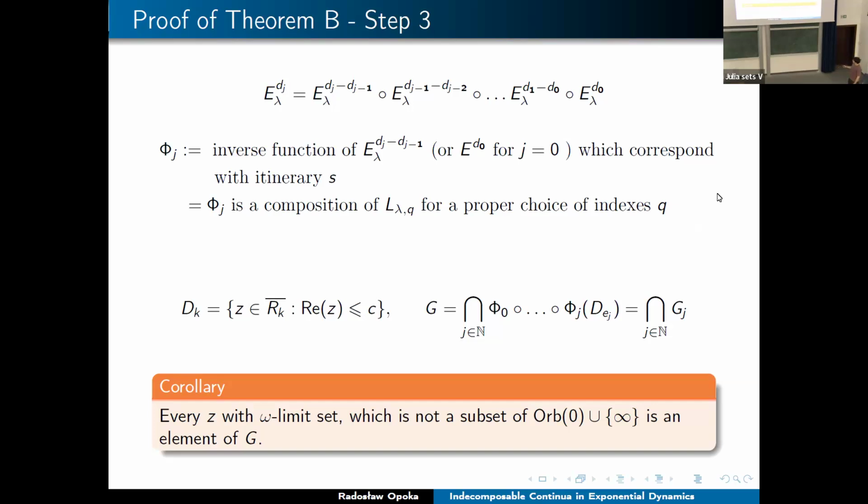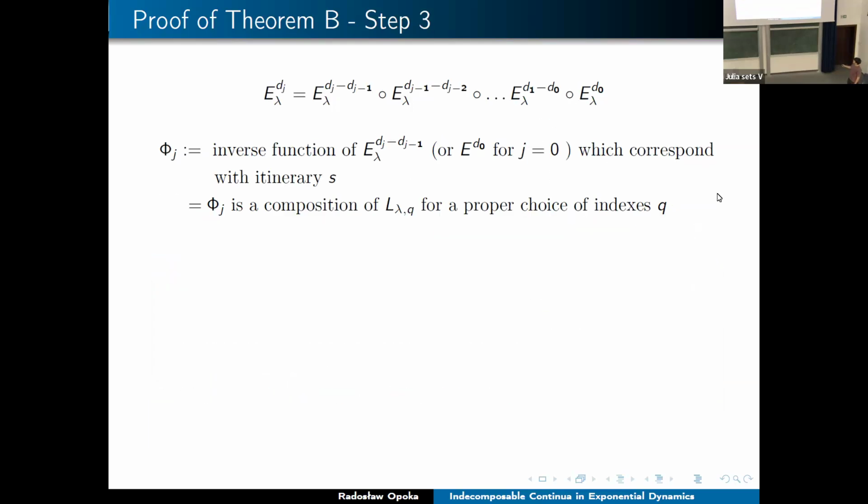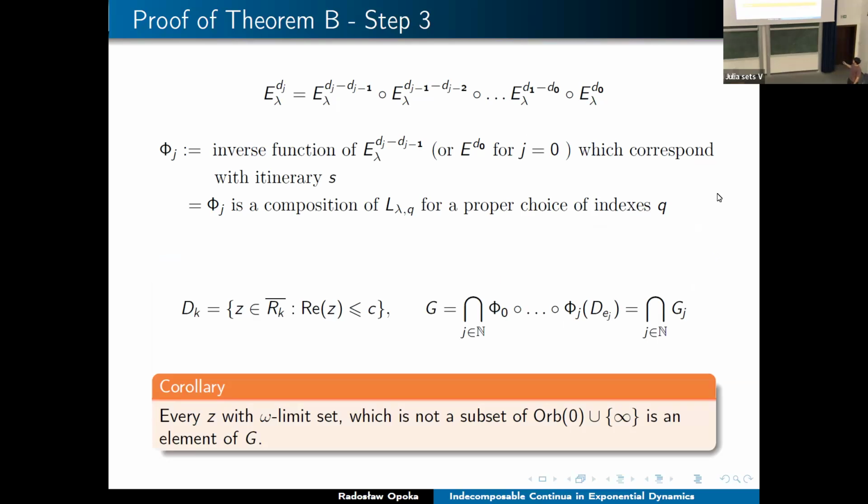So we define a rectangle, which is some part of an arcade with closure, which is between C. Oh, sorry, this should be the absolute value of C. So like in this lemma. Then if you take the intersection of such pre-images of every rectangle, we can conclude that every point which has a different omega limit set than the orbits of 0 plus infinity has to lie in this intersection.